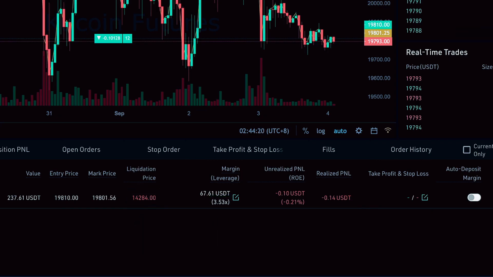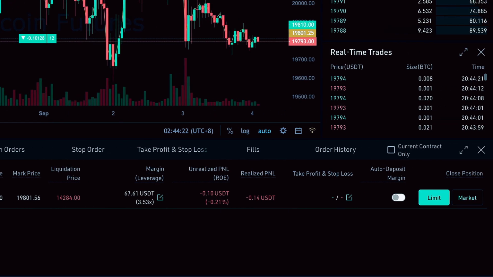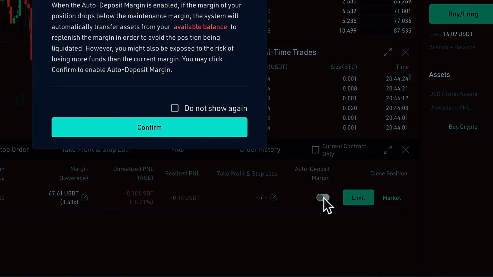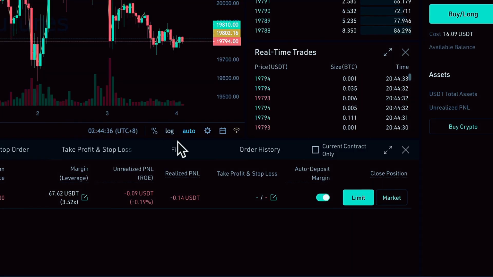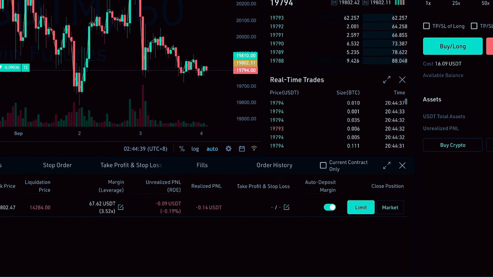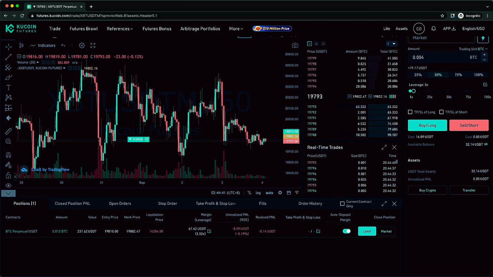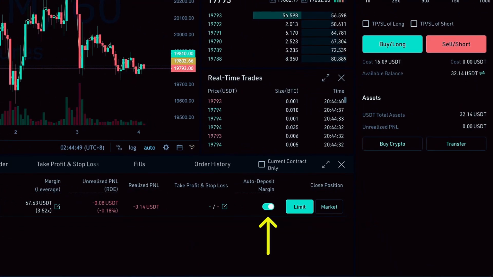We can also automate adding margin to our position by turning on the auto deposit margin feature. When this is turned on and our position is getting close to the liquidation price, then KuCoin will continually add margin from our available balance to this position to avoid liquidation. So using this feature can lower the chances of getting liquidated. However, it can also lead to losing our entire available balance in the futures wallet if eventually our wallet balance hits 0 and we do get liquidated. So definitely be careful when using the auto deposit feature.